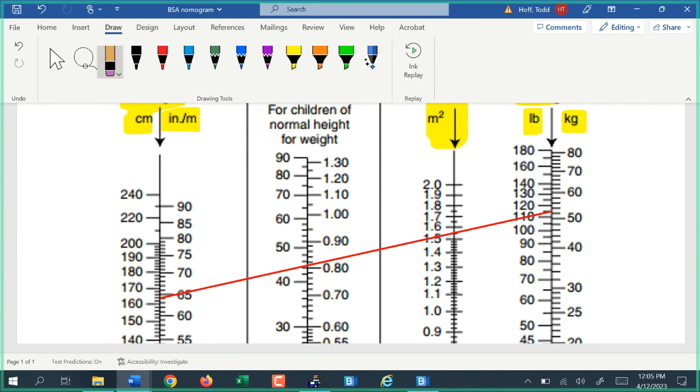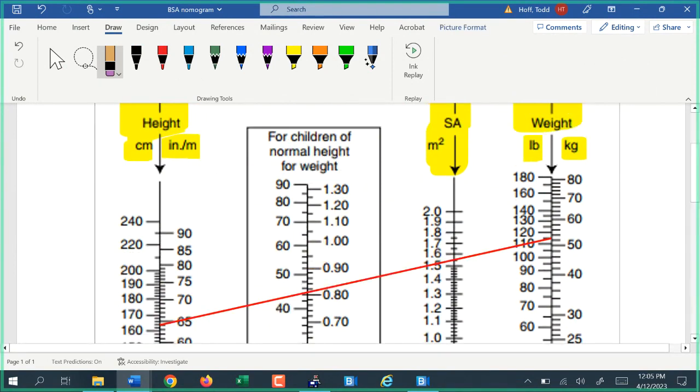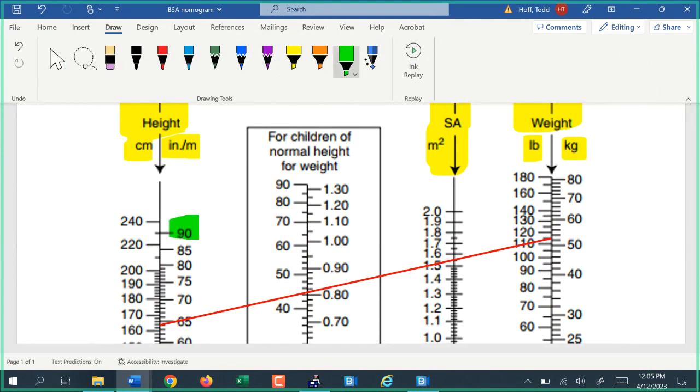The second limitation here, and this one always strikes me funny, I don't know why they would do this. The maximum height on the height axis is 90 inches. Well, 90 inches is 7'6". We're not going to encounter too many patients that are 7'6" tall. Not unless we're dealing with an NBA team.